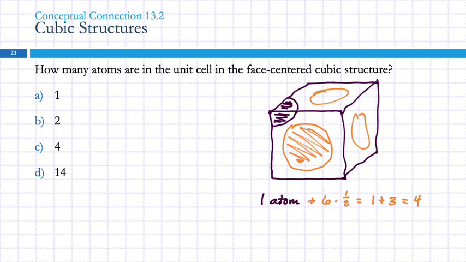How many does the body-centered cubic unit cell have? 2. It's got the corner ones, which add up to 1, plus the whole one in the middle. And the simple cubic unit cell just has the guys on the corners, so how many atoms are in that one? 1. So this is the face-centered, and so the correct answer is 4. And not really any math involved with that.